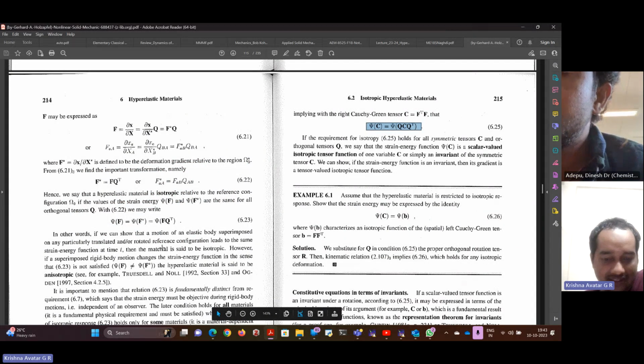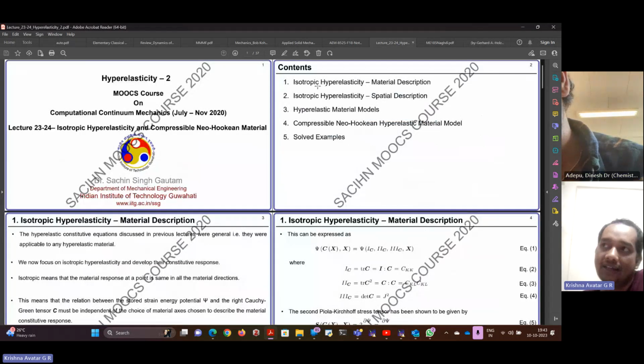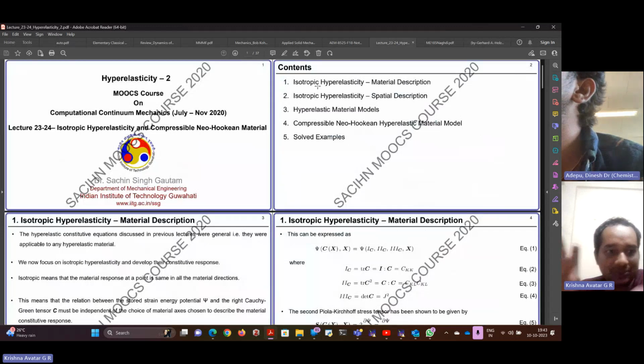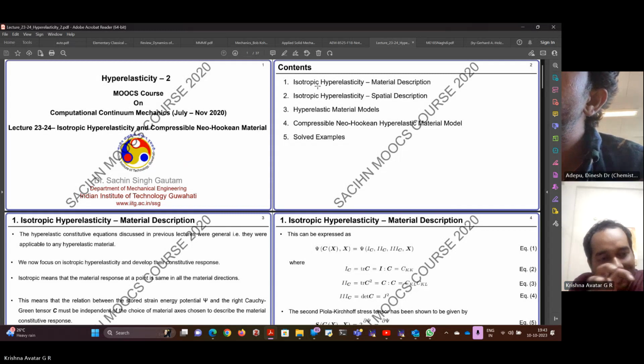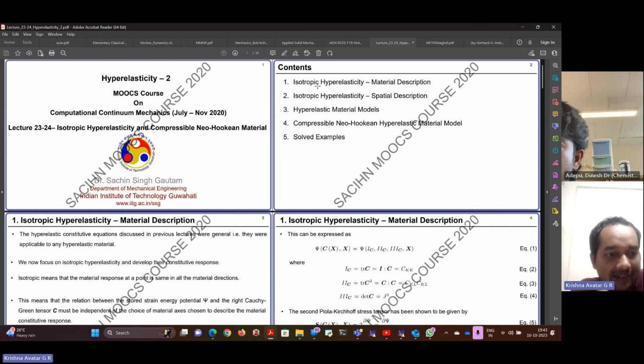Because of that, when we talk about doing some superimposed rigid body motion on the reference configuration itself, for the strain energy to still remain the same, there must be some special quantities using which the strain energy is defined.